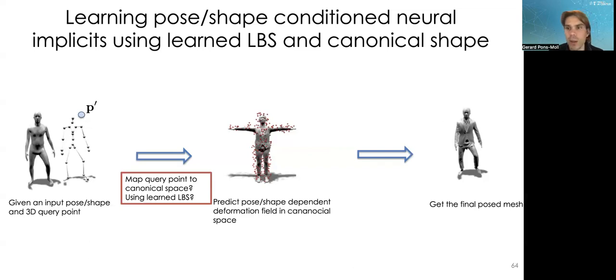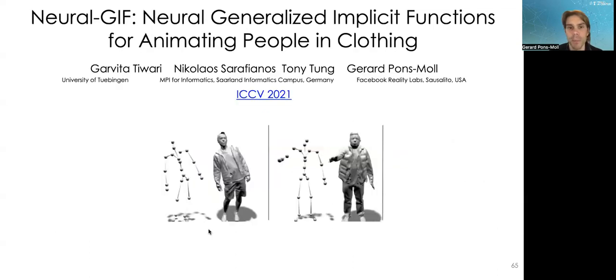Right. So the question is, how do we map a query point from the pose space to the canonical space? This is the work called Neural GIF, and the name stands for Neural Generalized Implicit Functions for Animating People in Clothing.